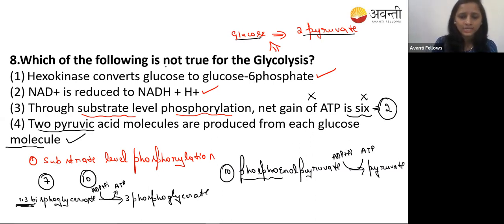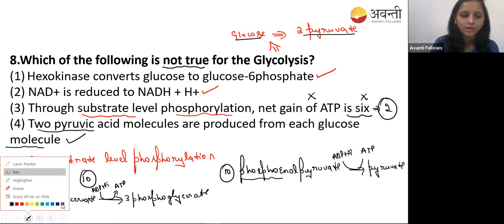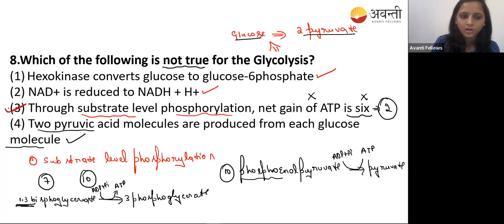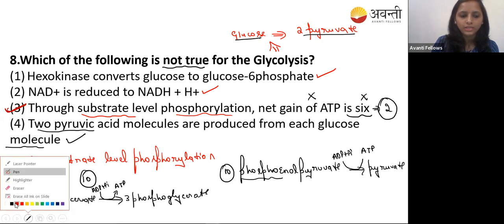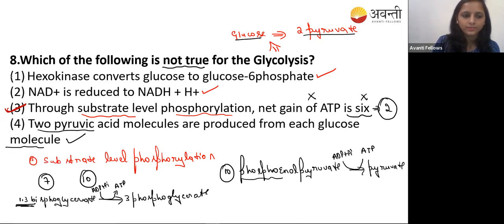Here they are telling that not true, so here I have to remove the odd one, right? That is the reason option 3 is not related to glycolysis. So option 3 is the correct answer. Option 3 is not related to this, whereas the other statements are correct for glycolysis. Okay, fine, so this question is correct.